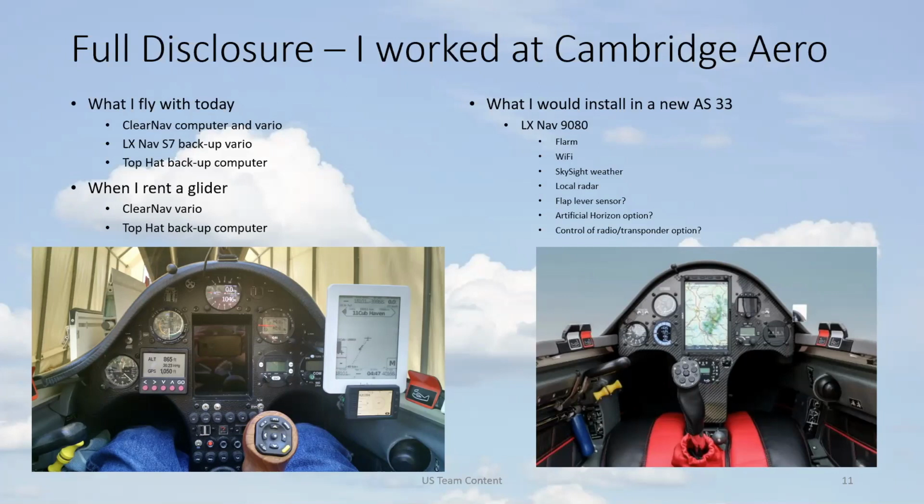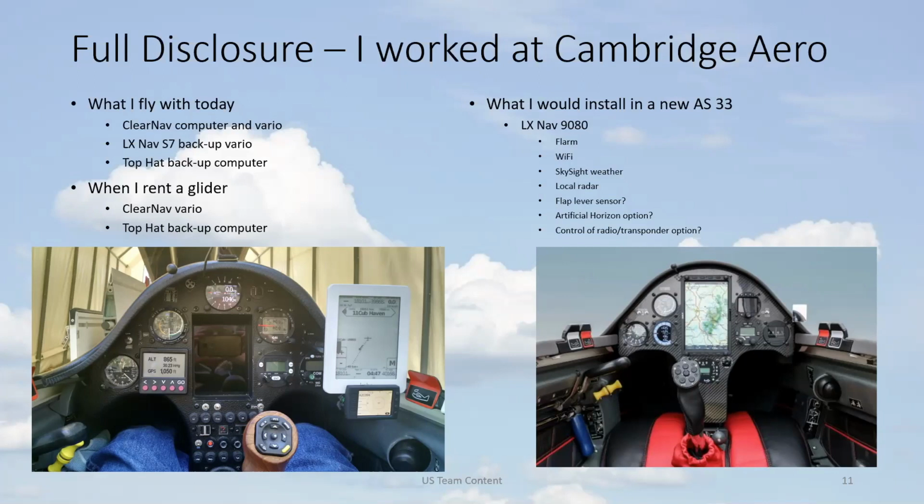This panel is 2012, so it's 9 years old. If I was to buy something today, I would probably get something that's closer to what you see on the right-hand side, which is a 9070 big LX nav that has the ability to have the weather radar and the sky side in it. I would probably also have the ClearNav Vario again.